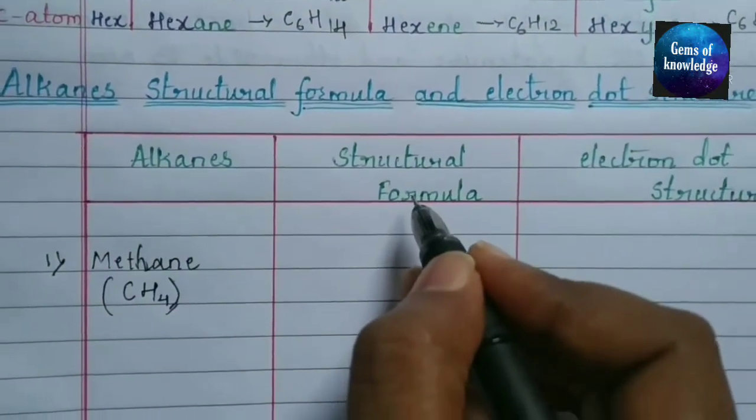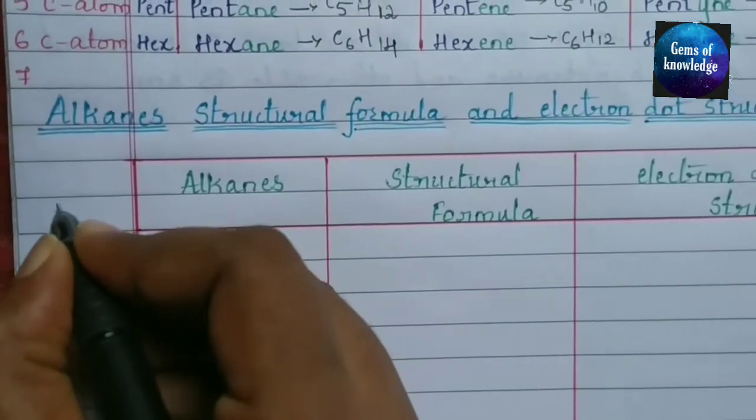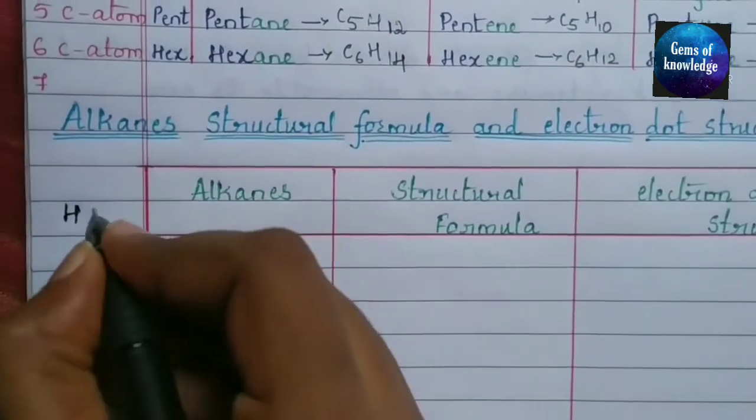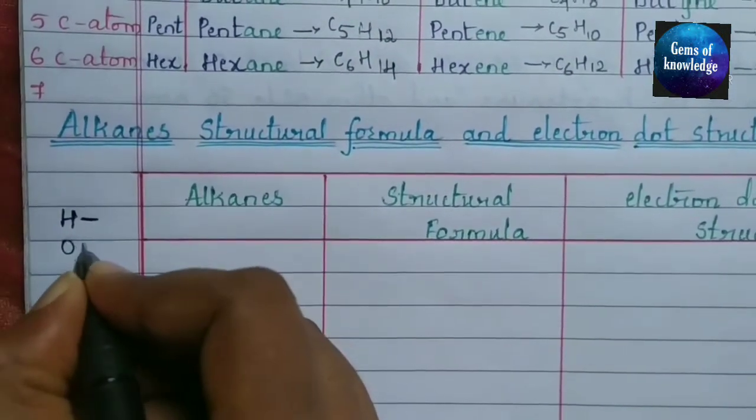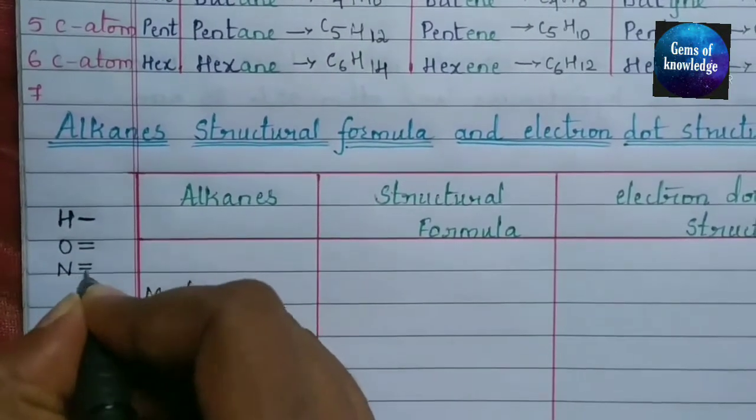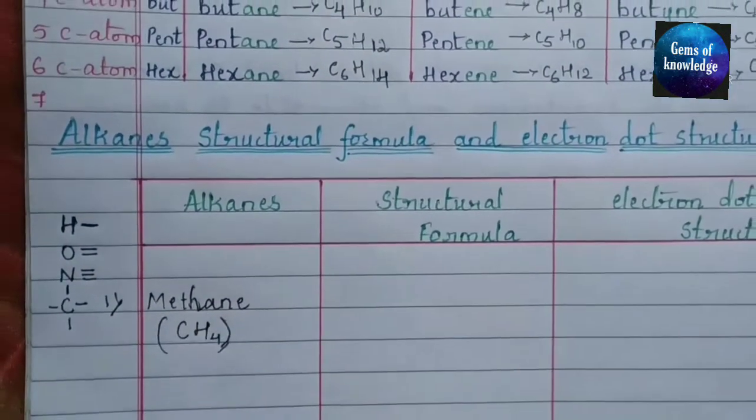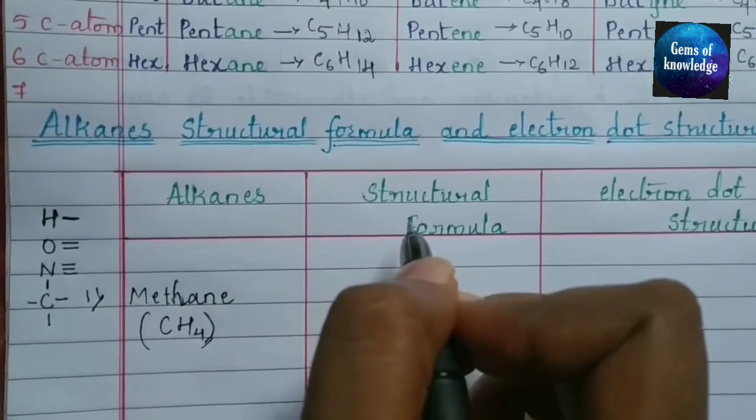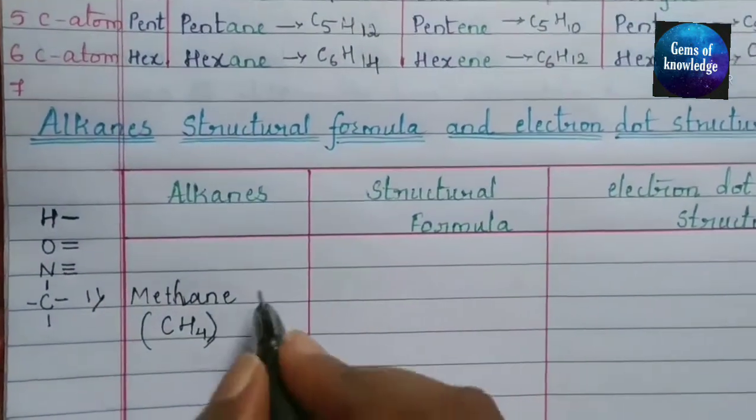Before writing the structural formula, let me give you some tips here. We should remember that hydrogen contains only one bond. Then oxygen contains 2 bonds. Similarly, nitrogen contains 3 bonds and carbon contains 4 bonds. This is the basic tip before writing the structural formula of any of the alkanes, alkenes as well as alkynes. So let us start now.